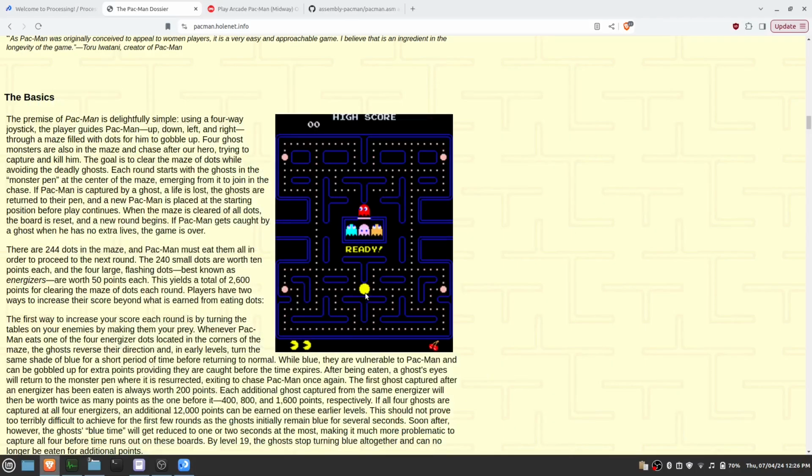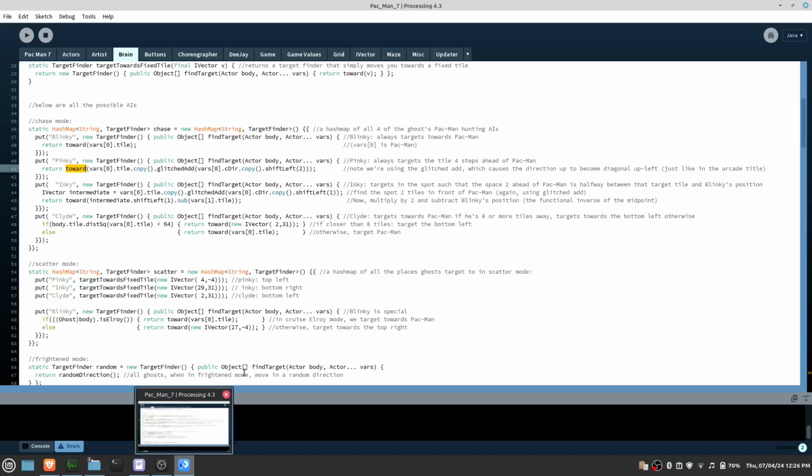Pinky moves towards where Pac-Man will be 4 tiles from now, 4 tiles in front of Pac-Man. And once again, it uses the glitch to calculate this. So if Pac-Man's going up, Pinky will actually look at the position 4 tiles up and 4 tiles to the left.